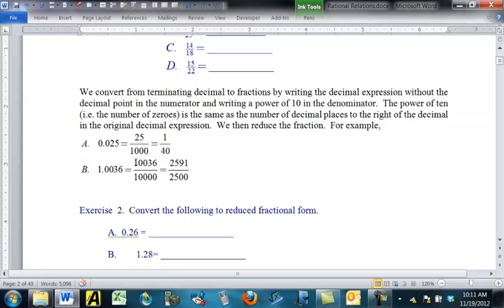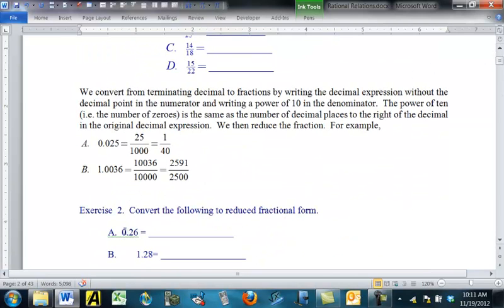So the denominator is always just a power of 10 for terminating decimals, and then you reduce it. Okay, so pretty straightforward there. That works even if this number is bigger than 1. This will give you an improper fraction here. But this is a reduced improper fraction.